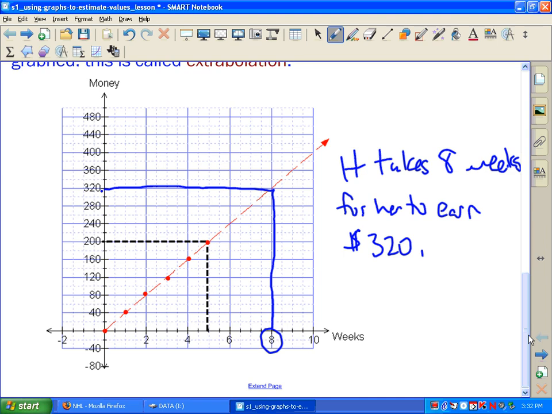So how we would extend the graph is just take a ruler and extend the line. We just line up the ruler along this line here, and then with the straight edge just continue the line as far as we need to.